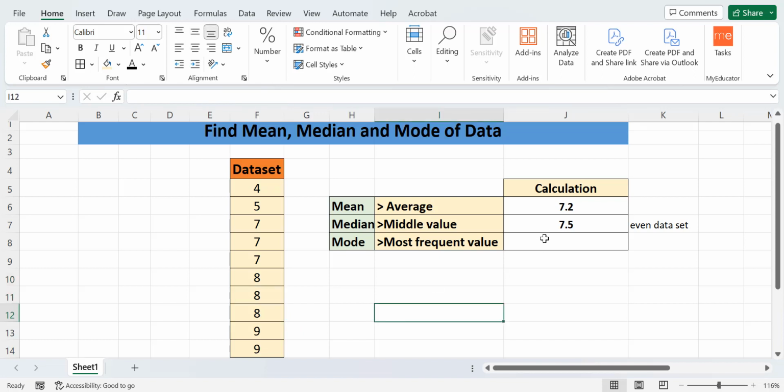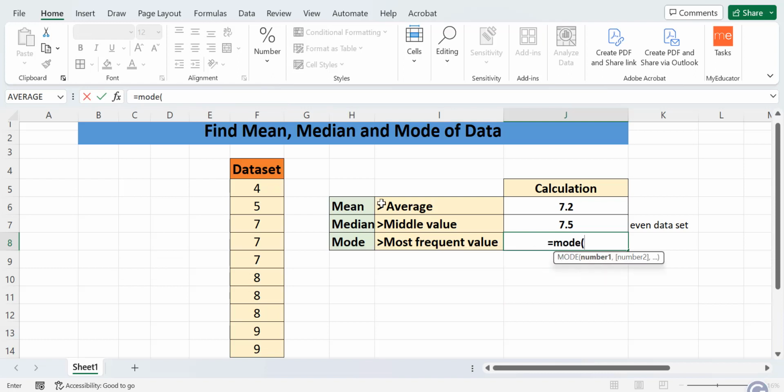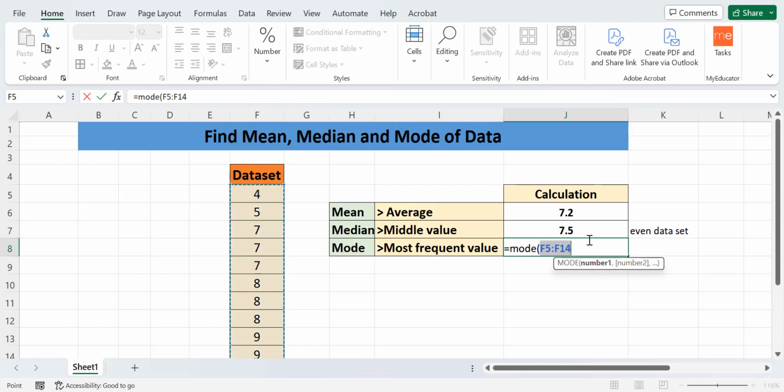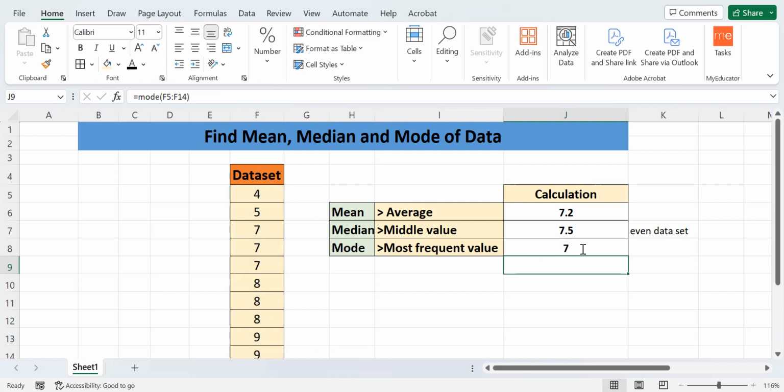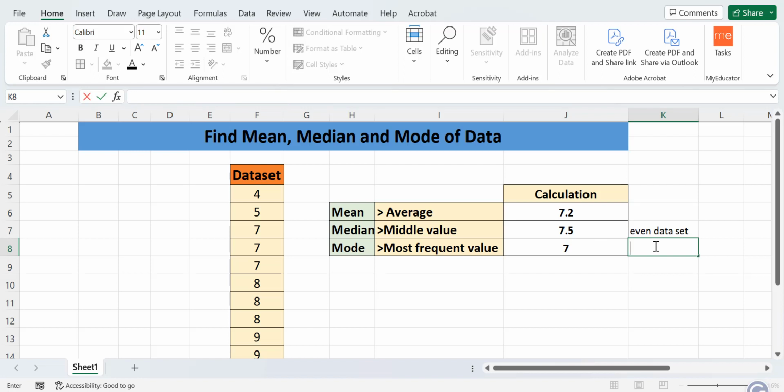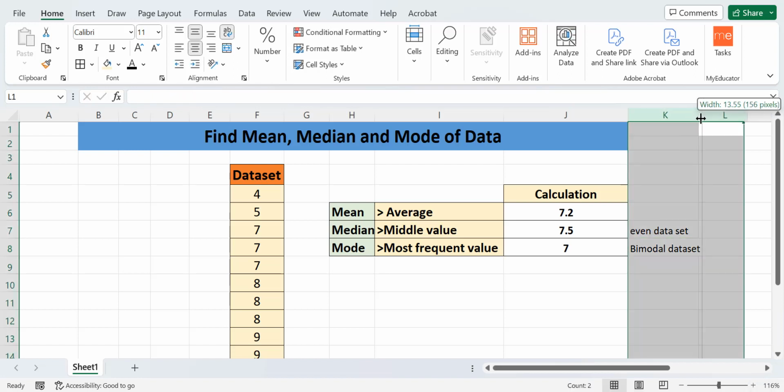But in case of Excel, it will always give you one mode. So let's find it out by using the formula of mode and then close it. And what we'll get is 7. So it has given us the mode that is 7. So this is in actual a bimodal data set, but Excel will not give you the two modes. It will always give you one mode.